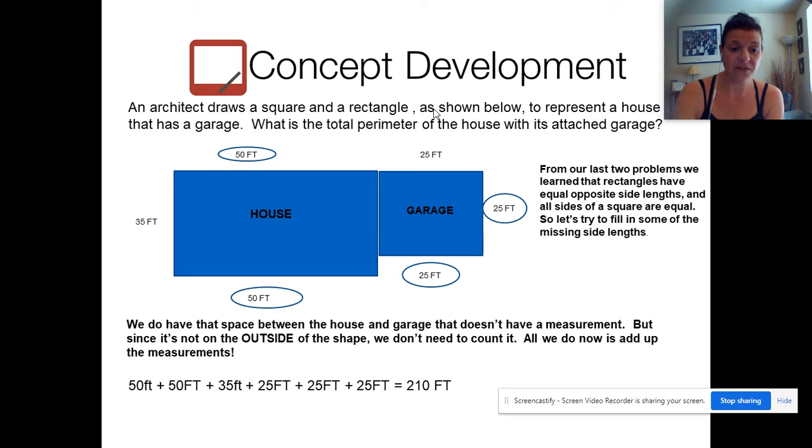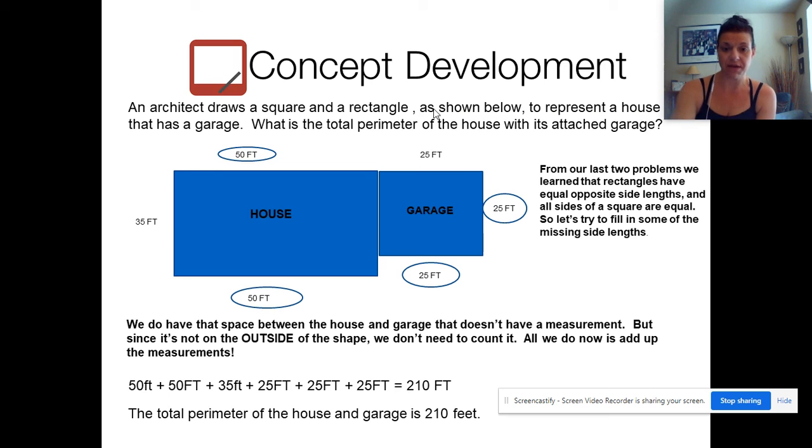All right, so we have 50 feet plus 50 feet plus 35 feet. That's the rectangle. And then we have 25 feet plus 25 feet plus 25 feet, which is the square. And that adds up to 210 feet. And there is my answer statement, which is super important. I've noticed a lot of you lately not putting that answer statement in your homework, and it's really hard for my old lady eyes to find your answer, okay? So make sure you are writing your answer out in sentence form.